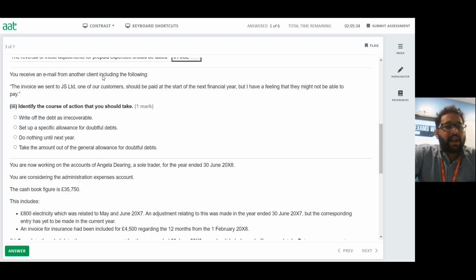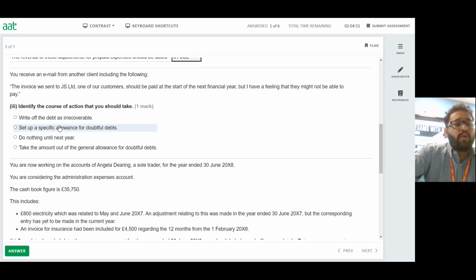You receive an email from another client, include the following. The invoice we sent to JS Limited, one of our customers, should be paid at the start of the next financial year. But I have a feeling that they might not be able to pay. So what we need to do in this scenario, they didn't say they will not be able to pay. They say it's might not be able to pay. So what we need to do in this scenario, we have to set up a specific allowance for doubtful debt for that particular customer. We can't write it off yet. Why? Because there's a possibility they may pay, but if they cannot pay it, we will write it off. But at the moment, they might not be able to pay.